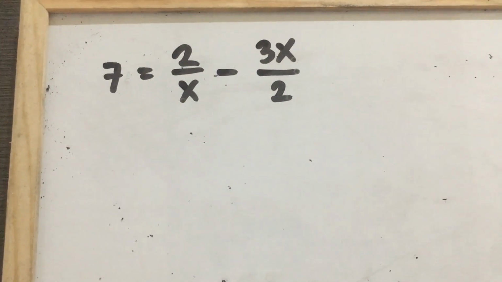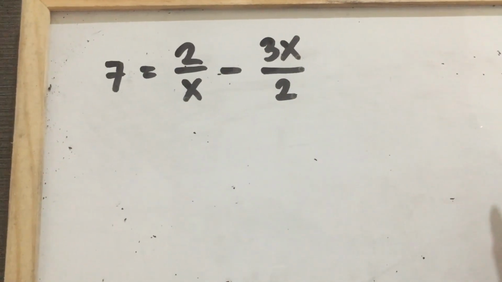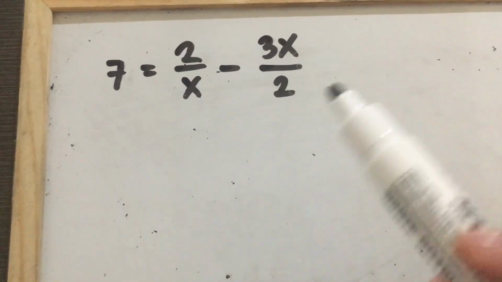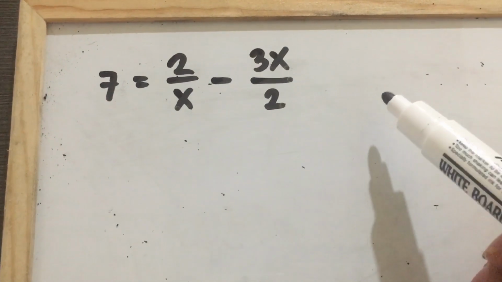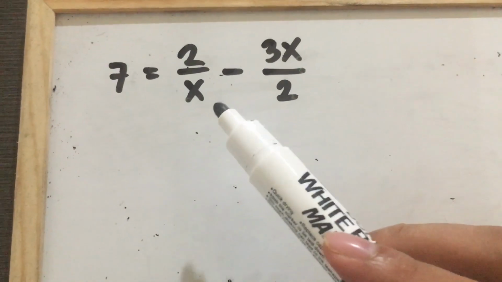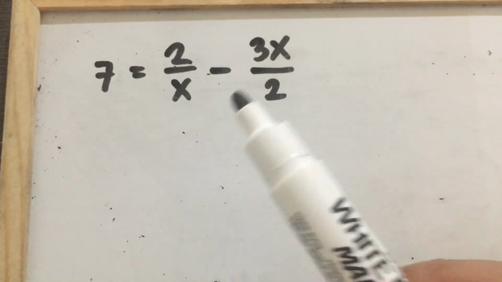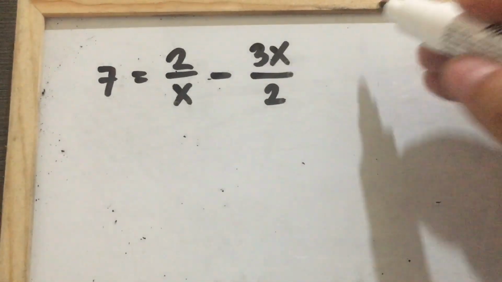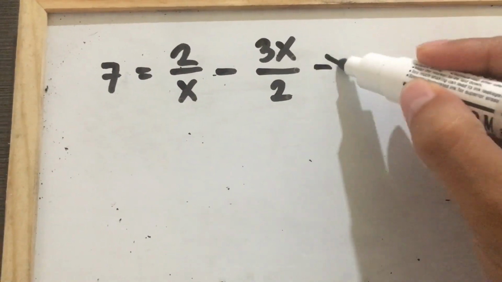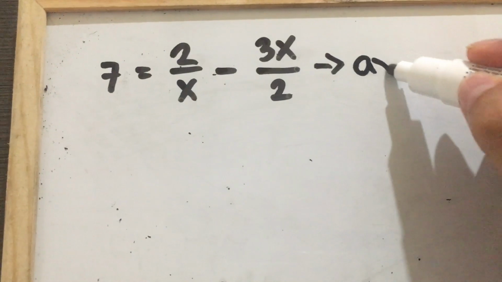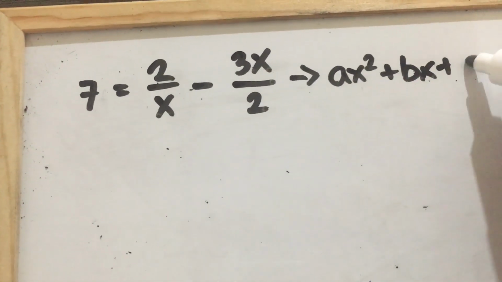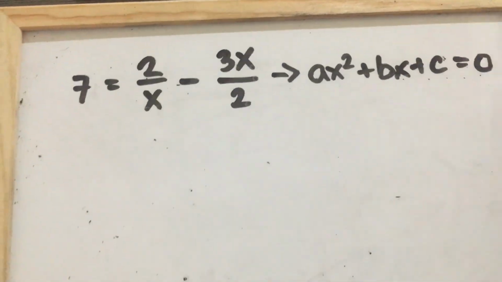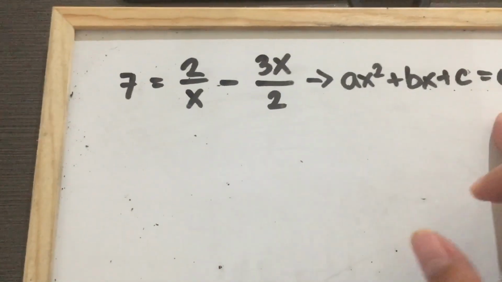Okay, so we are now here on our next example. You have 7 is equal to 2 over x minus 3x over 2. So again, these are equations that are transformable into a quadratic equation. We need to transform this equation into a quadratic equation of ax squared plus bx plus c is equal to 0. So that is our main goal.